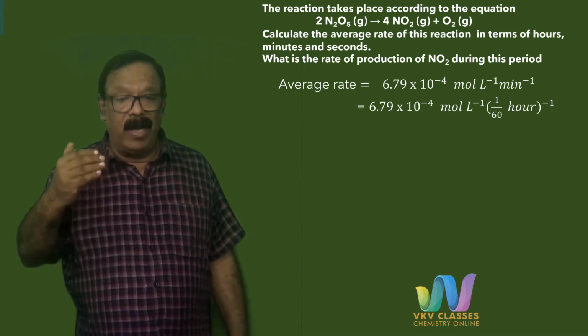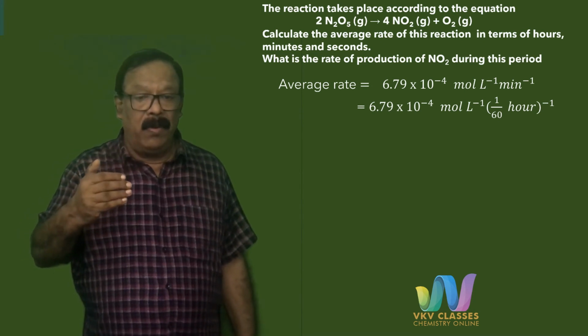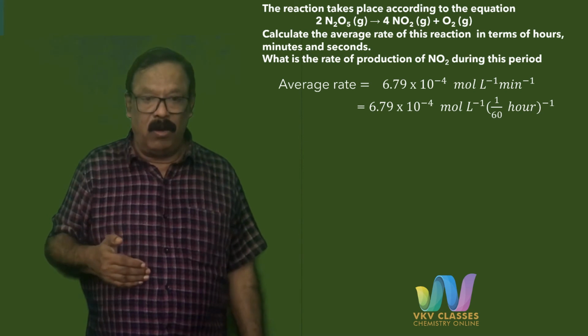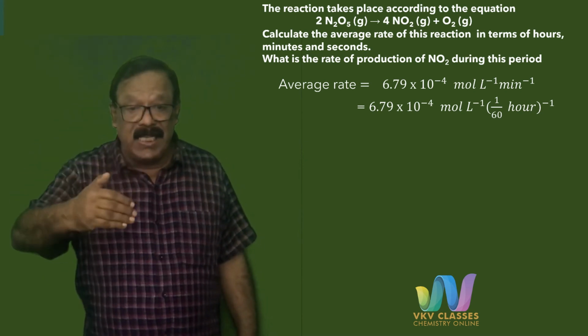Right? 1 hour will be equal to 60 minutes. Or 1 minute will be 1 by 60 of an hour.